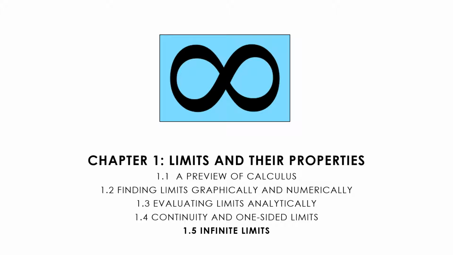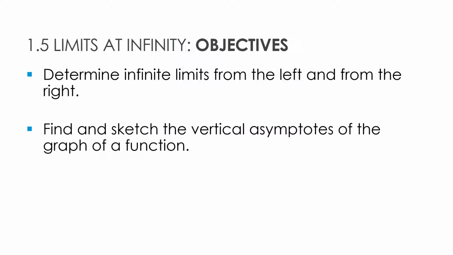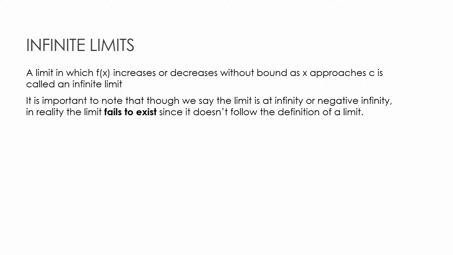For our last section of Chapter 1, we're going to talk about infinite limits. We have two major objectives in Section 1.5, which are to determine infinite limits from the left and from the right, and to find and sketch the vertical asymptotes of the graph of a function. So again, infinite limits, we talked about it very briefly, and I said, hey, we'll come back to it. Well, this is us coming back to it.